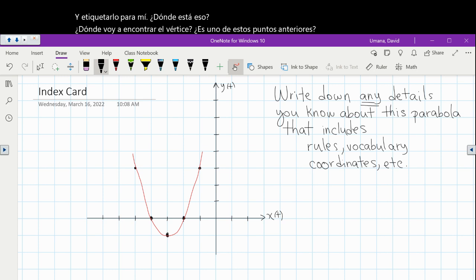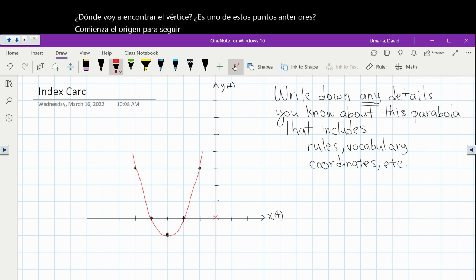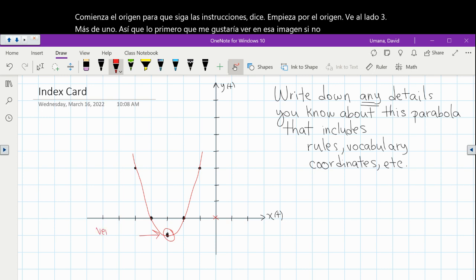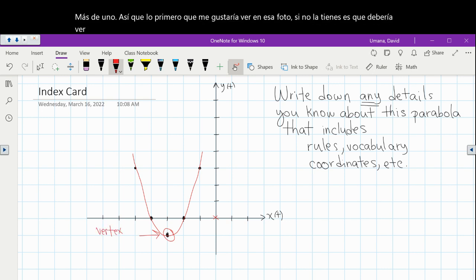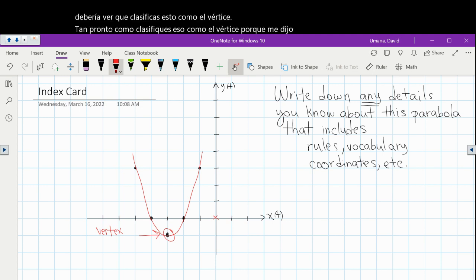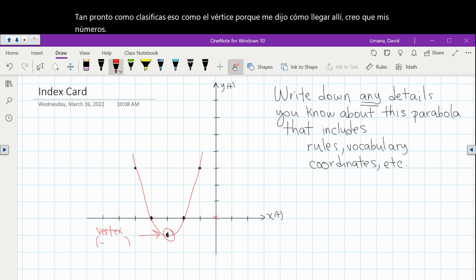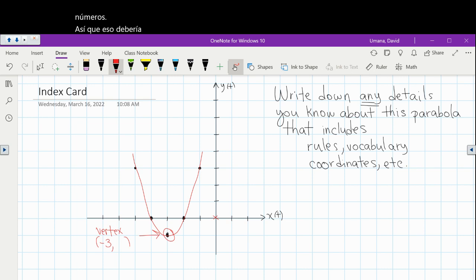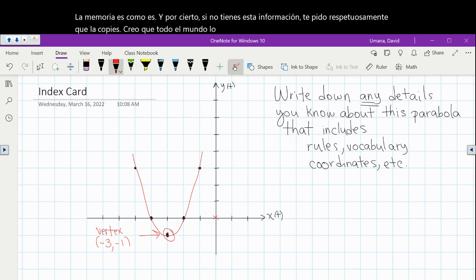Okay, start at the origin. So I'll follow instructions. He says start at the origin, go to the side 3, go down 1. So the first thing I would like to see on that picture, if you don't have it, is that you classify this as the vertex. As soon as you classify that as the vertex, because he told me how to get there, I actually know my numbers. So that should be -3. That was the first number. And then -1. Now, memory being the way it is, and by the way, if you don't have this information, I'm respectfully asking that you copy it. I think everybody has this information, but still.